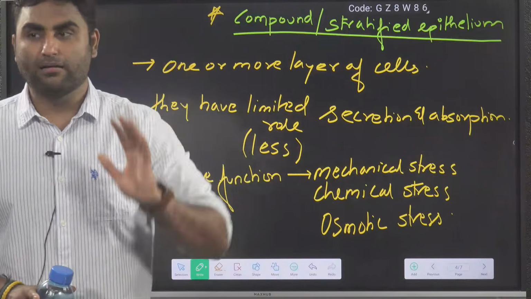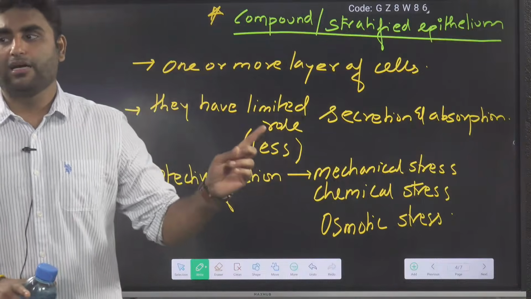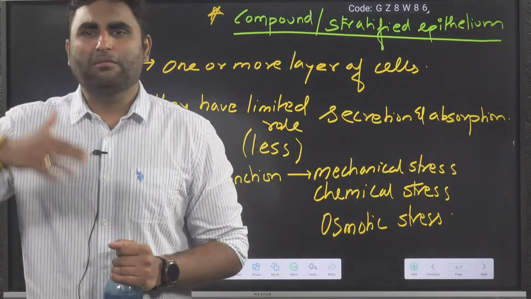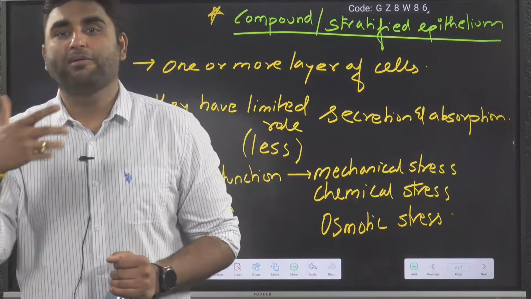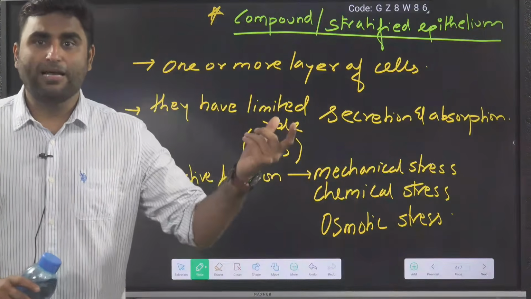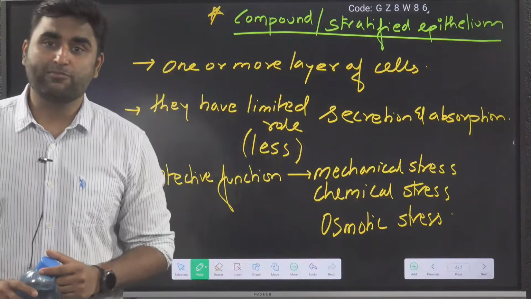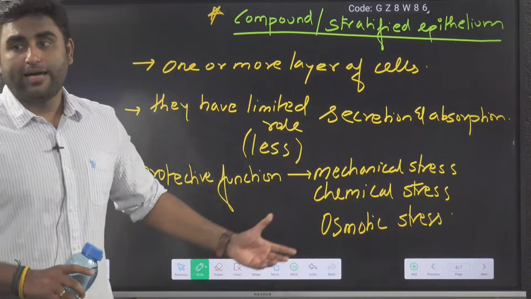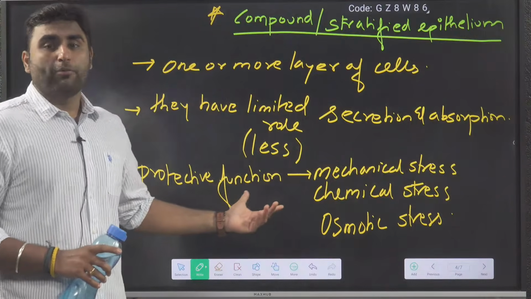It is multiple layered. Then they have a limited role in secretion and absorption. With multiple layers, secretion and absorption will be difficult. That is mostly for simple epithelium. Simple epithelium does the major role of secretion and absorption. Here multiple layers will do very little absorption and secretion. And lastly, you need protection.